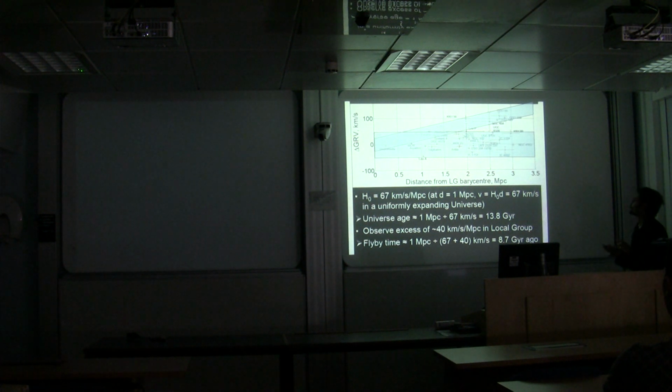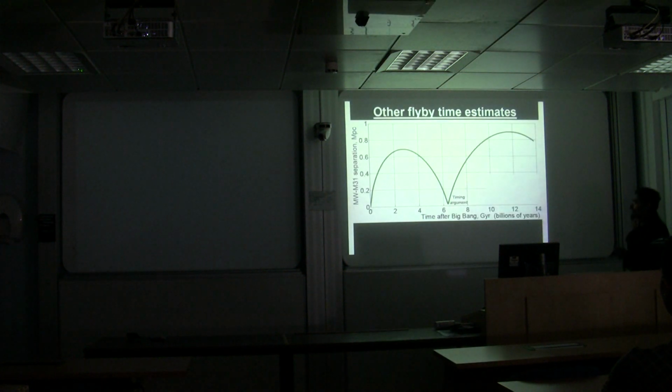If you try and work out the excess radial velocity, it's like 100 kilometers a second at 2.5 megaparsecs. So it's a 40 kilometers a second excess for each megaparsec. And if you just add that on to the usual Hubble law, you get a higher effective Hubble constant. That tells you that you're seeing basically the remains of an explosion 9 billion years ago. So obviously not the Big Bang, but something like 5 billion years later. Right? That's what I think is going on.